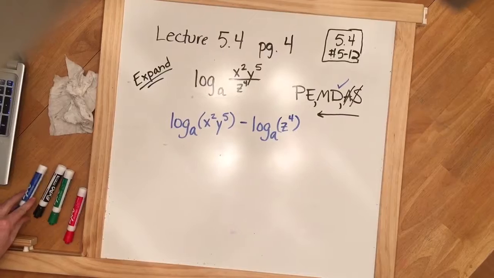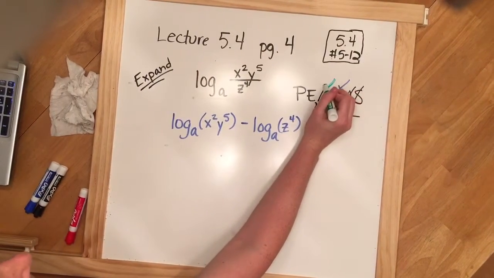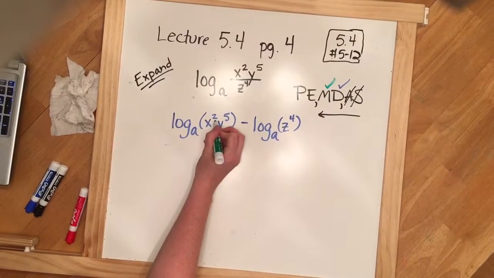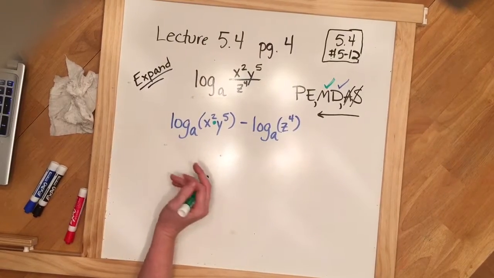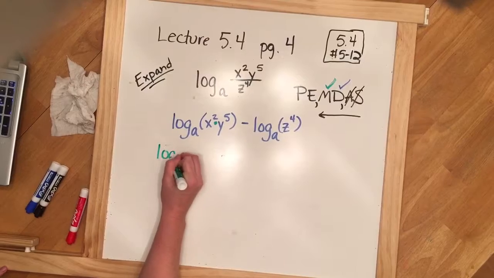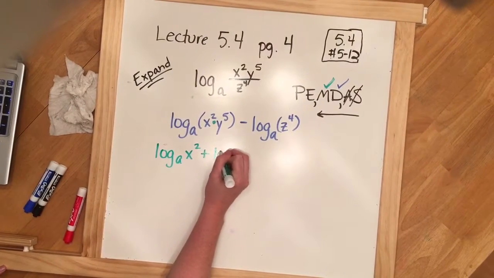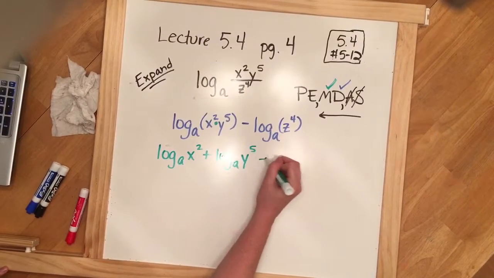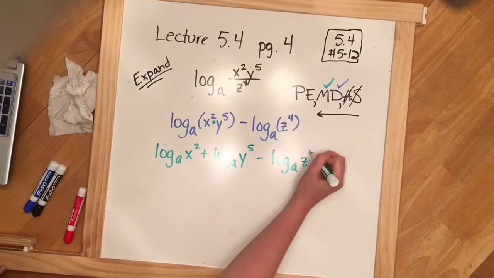Then I check my next order of operations, and we see if there's any multiplication going on or any products, and we see that there's a product right here between the x squared and the y to the 5th. So we're going to break that up with addition. That is the product property. So log base A of x squared plus log base A of y to the 5th minus log base A of z to the 4th.